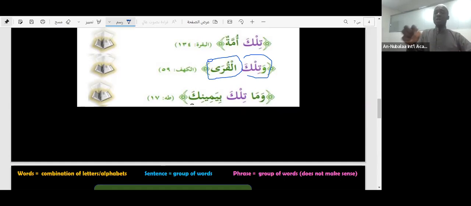For example, when you have Muslim, a Muslim, and you want to say Muslims, just add waw and nun at the end. It will give you Muslimun. When you have Mu'min, just add waw and nun at the end. It will give you Mu'minun. Salih, just add waw and nun, it will give you Salihun. That is what we call jam'u mudhakkar salim.